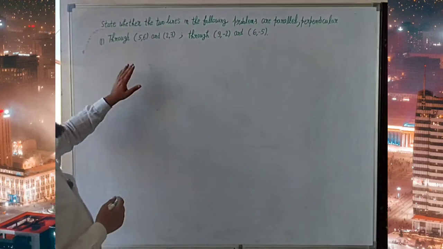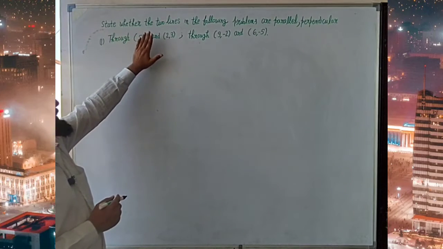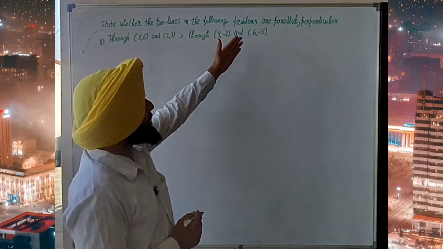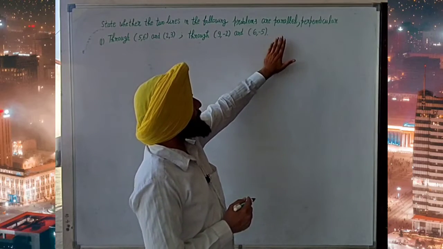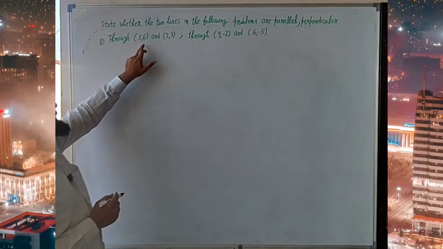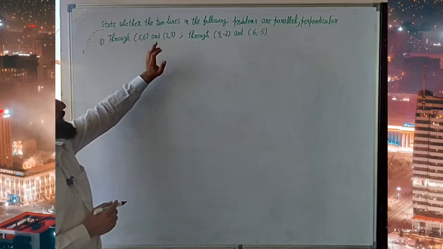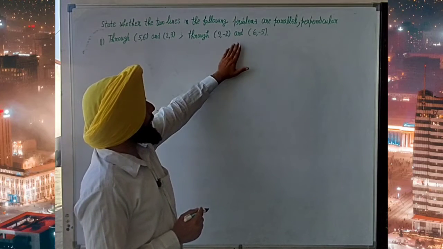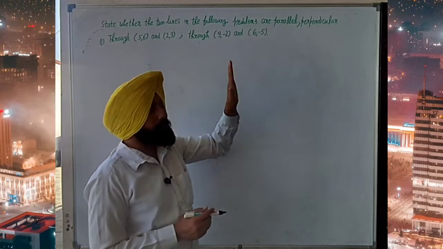Now students, state whether the two lines in the following problems are parallel or perpendicular: through (5, 6) and (2, 3), and through (9, minus 2) and (6, minus 5).